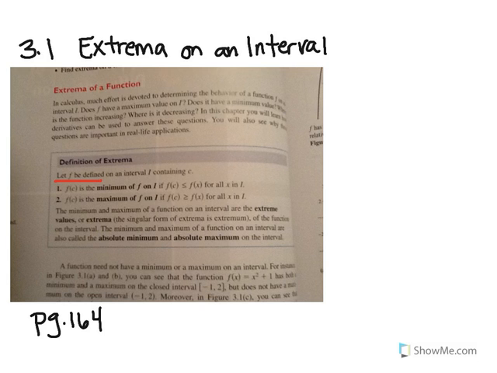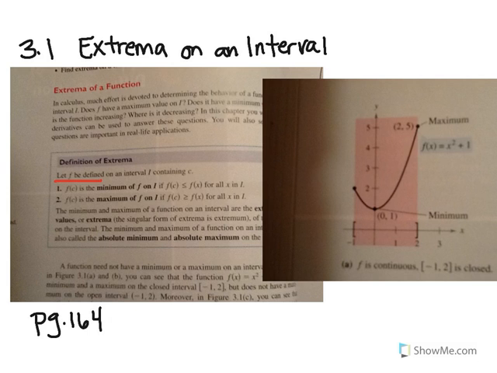Now, the very next thing says, number 1, f of c, the point that we're interested in, is a minimum of f on that interval if f of c is less than or equal to f of x for all x in I. Okay, so that's a lot of information. What does it mean? So let's take a look at this picture. And this is also on page 164. But let's say that c, the point that we're interested in, is this guy right here in blue.